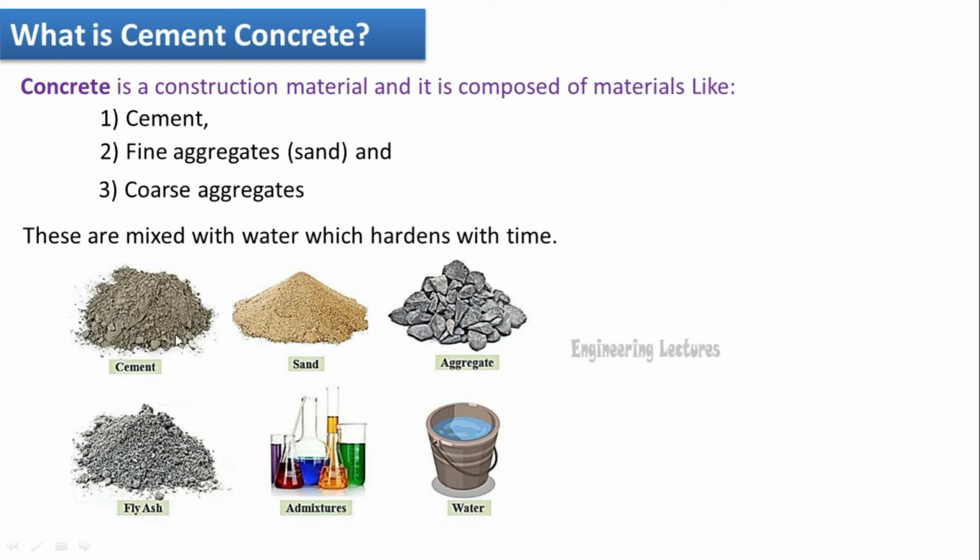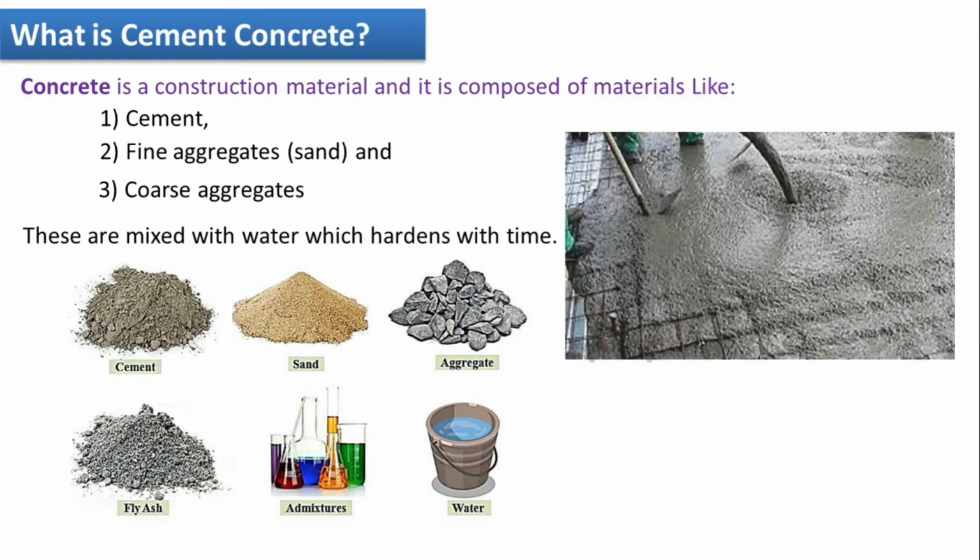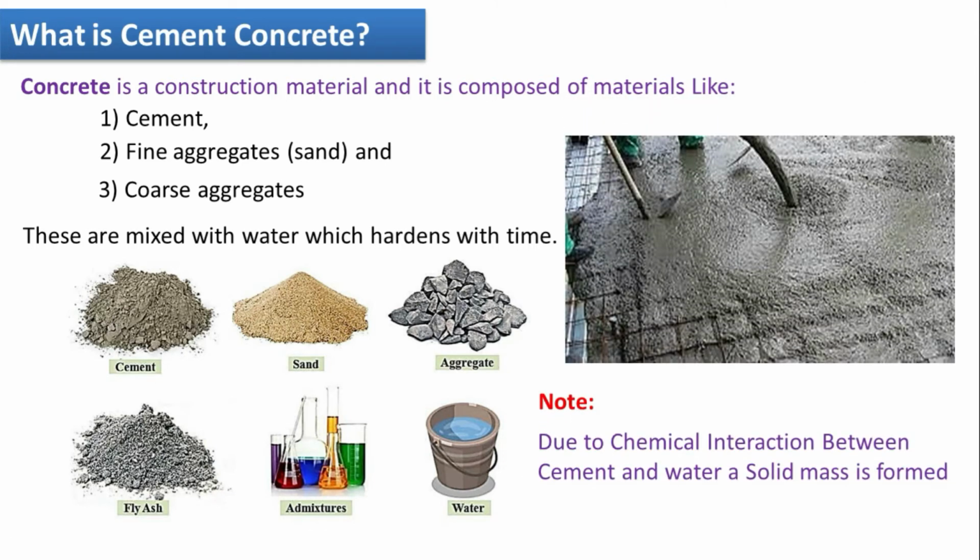In this image you can see cement, sand, aggregates, fly ash, admixture and water. This is concrete, and we should note that due to chemical interaction between cement and water, a solid mass is formed. That means the main interaction in concrete takes place between cement and water. The remaining two, fine aggregates and coarse aggregates, are filler materials. The actual interaction takes place between water and cement.